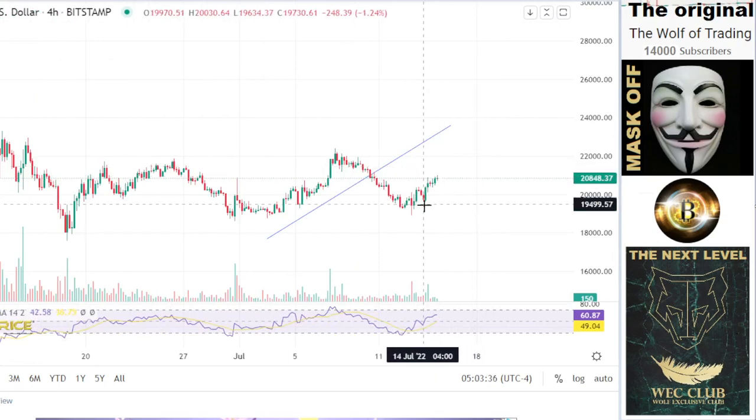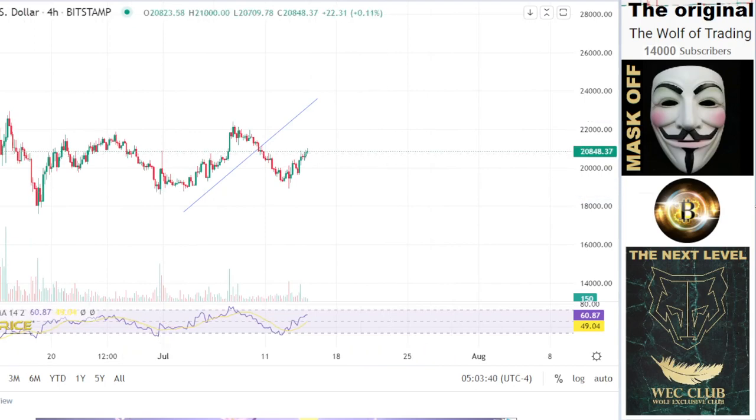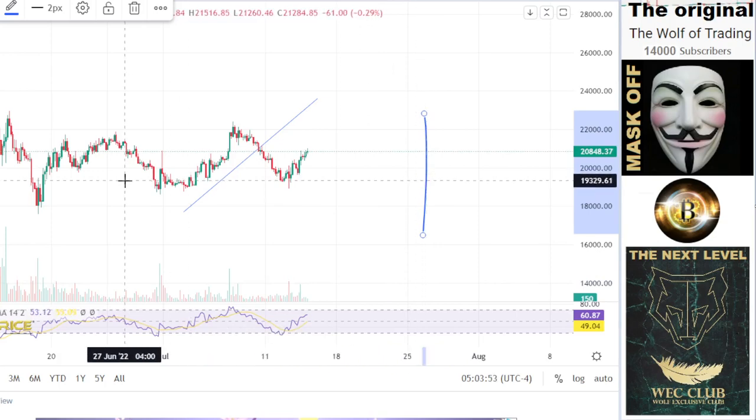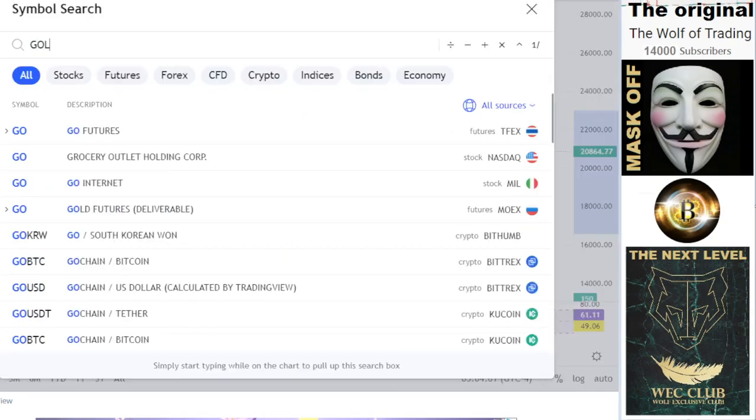We are coming to the finish, and I think the whales can stretch this formation until the 26th of July, because there is a Fed meeting, and I think they will raise the interest rates again, and this is negative for Bitcoin. Let's look first at gold.